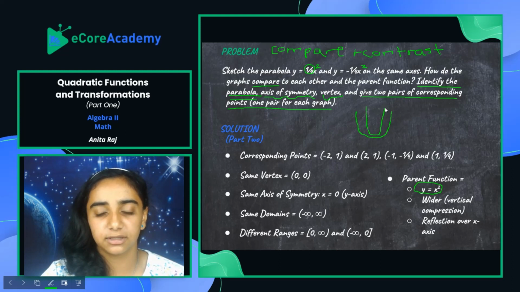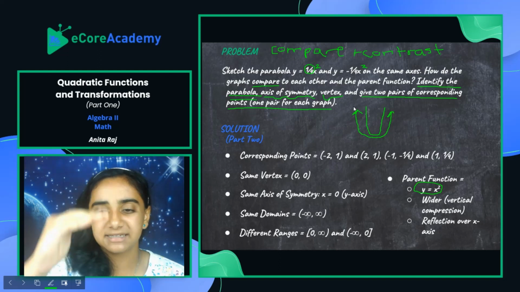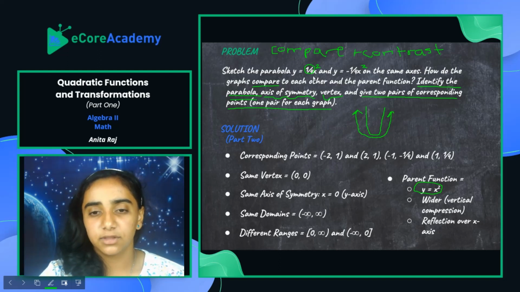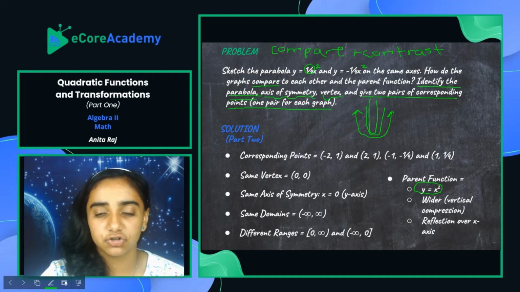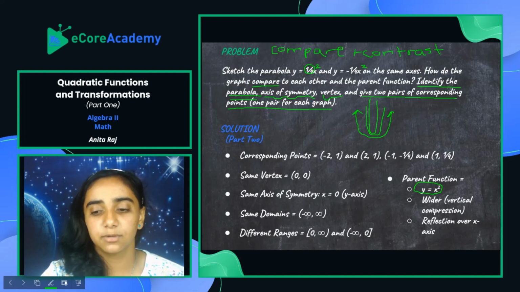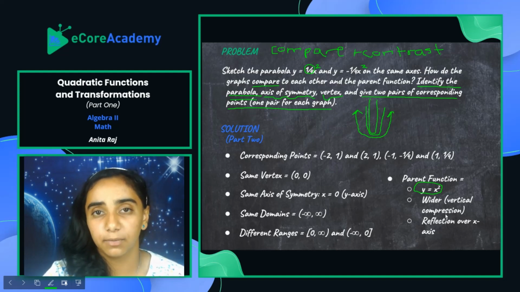The parent function would look like that. What we just graphed would look a little bit wider. So it's a vertical compression because it's compressed vertically. So it's like squeezed downward vertically. If this value was greater than 1, it would be even more skinny looking. So that would be a vertical stretch. It's being stretched even more vertically. So that's what we would call it. Instead of saying wider, we would call it a vertical compression.